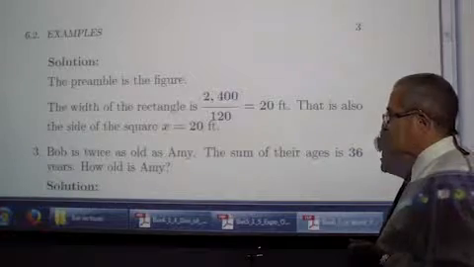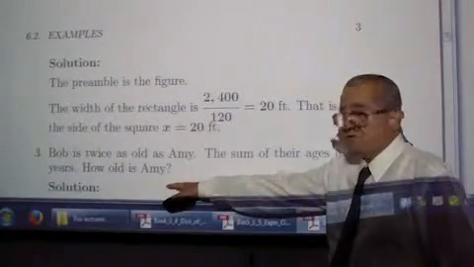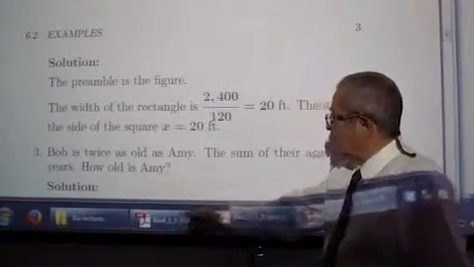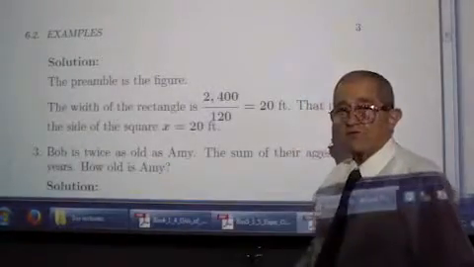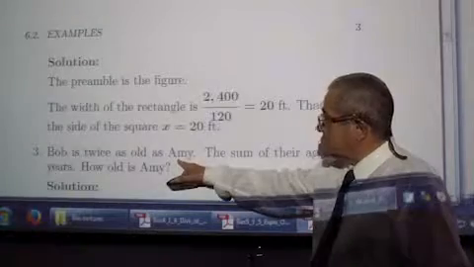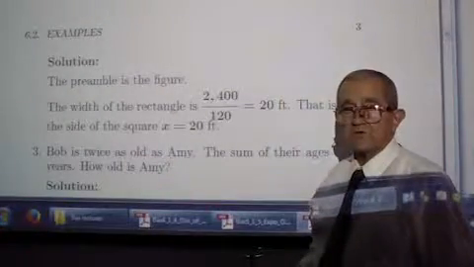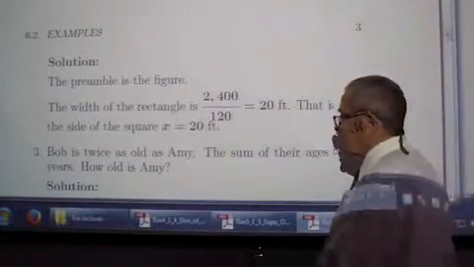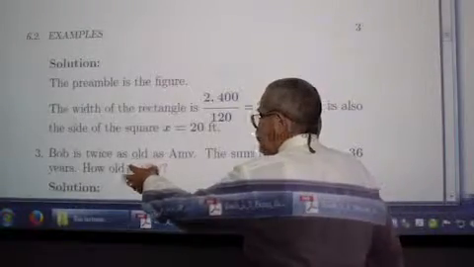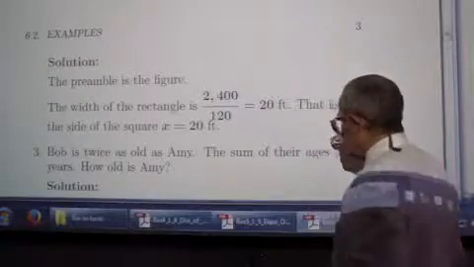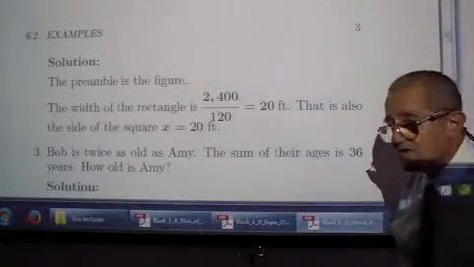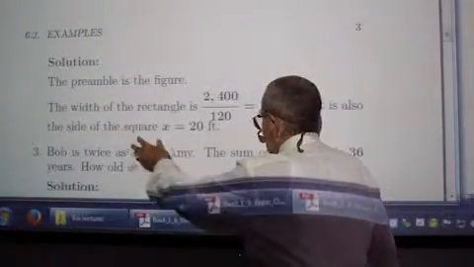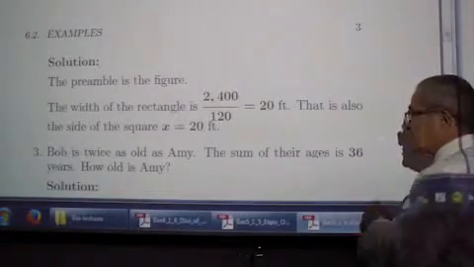Bob is twice as old as Amy. If Amy was 2 years old, then Bob would be twice as old, 2 times 2, 4. If Amy was 5 years old, he would be 2 times 5. If Amy was 20 years old, he would be twice that, or 40 years old. If Amy is x years old, he is twice as old, 2x. So the age for Amy is x, the age for Bob is 2x. The sum of their ages is, what does sum mean? You're right, sum is addition. So x plus 2x makes 3x, and 3x must be 36.